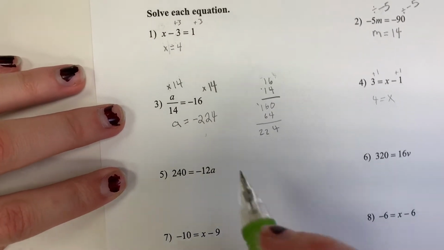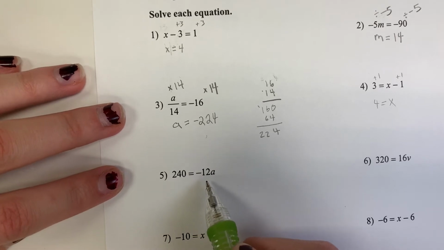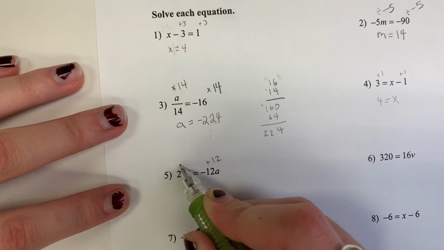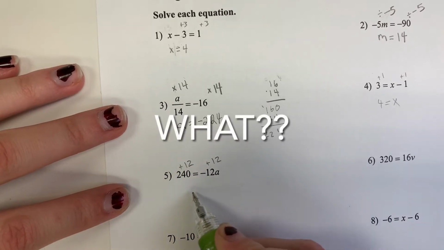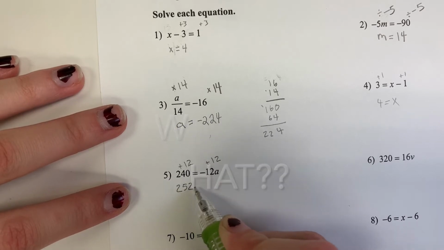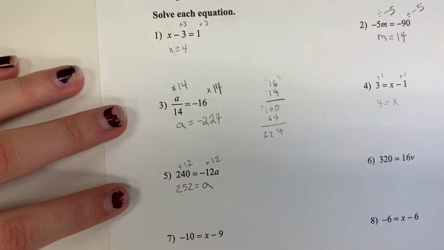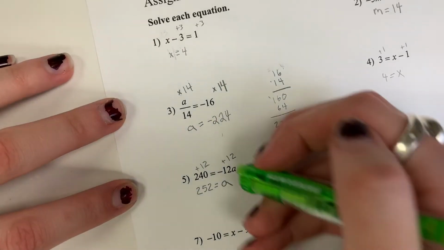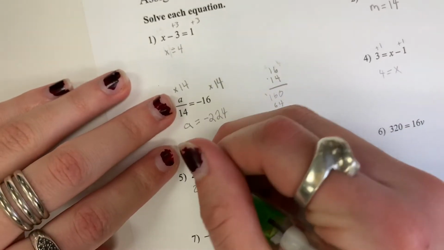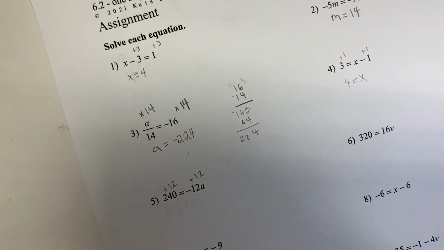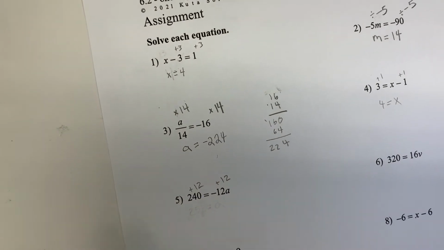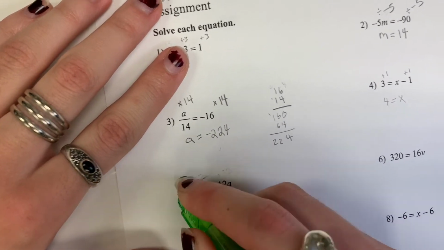Let's see. 240 equals negative 12a, so plus 12, plus 12. Then you have 252 equals a. Is that it? Are you sure? Negative 12 and a, what does negative 12a mean to you? Do you multiply them, or divide? Oh, multiply. Okay. So what's the opposite of multiplication? Divide.